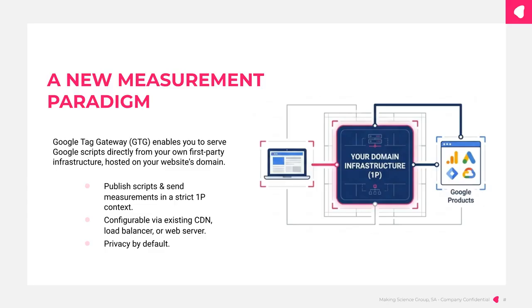Google Tag Gateway allows you to serve Google scripts directly from your own domain infrastructure. Instead of loading measurement scripts from googletagmanager.com, your site serves them from a controlled endpoint like metrics.yourdomain.com. This creates a strict first-party context for both script serving and measurement routing. Importantly, this does not replace GA360 or Google Tag Manager. It changes the delivery and routing layer. It can be configured via existing CDNs, load balancers, web servers. The result is privacy by design, improved resilience against browser restrictions, and stronger governance.